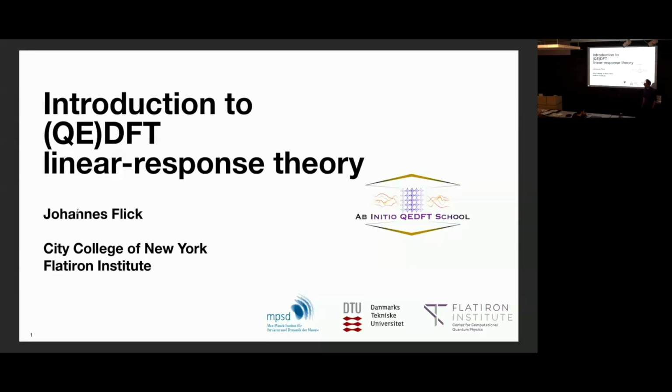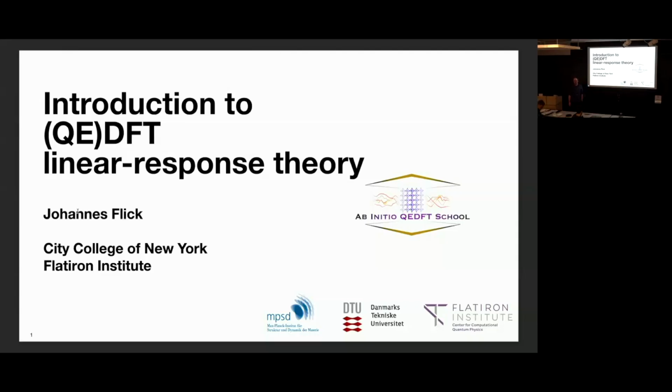I will first review the linear response theory of regular DFT, so if we have just electrons. Once we understand that, we will move on to how we calculate that. We will also be using the Octopus code in this set of exercises. That will be the first step.